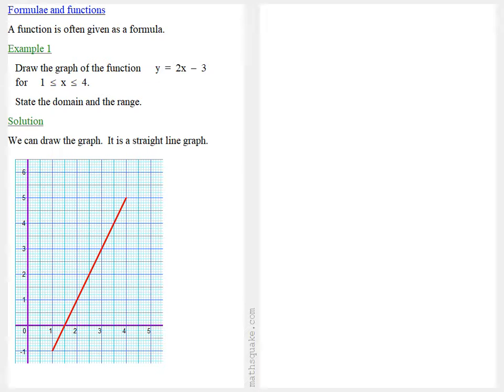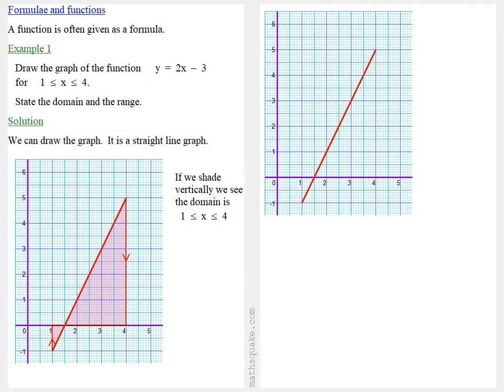Now to find the domain, we look vertically above the line or vertically below the line to the x-axis, and we see that the area that's shaded is from 1 to 4. To find the range, we draw horizontally across from the line to the y-axis and shade it, and we see that the shaded region goes from -1 to 5. So the range is y is between -1 and 5.